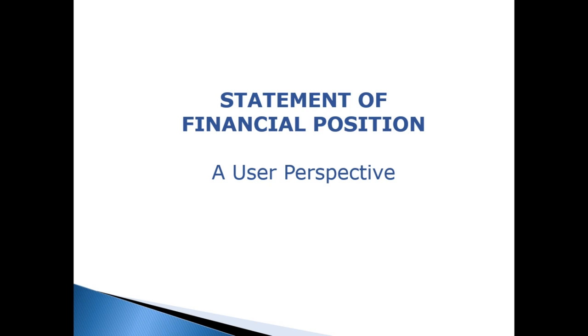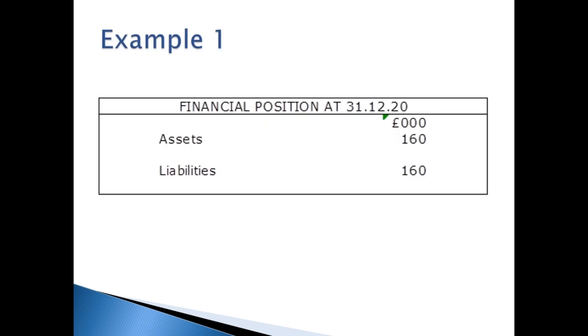So the statement of financial position is one of the three main financial statements produced annually by limited companies. The others are the income statement, also known as the profit and loss account, and the cash flow statement. The financial position of a company concerns what the company owns, called assets, and what it owes to other people, called liabilities. So here's a very simple one.